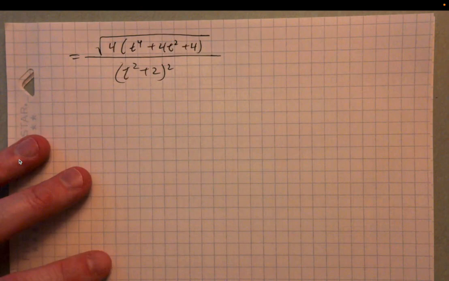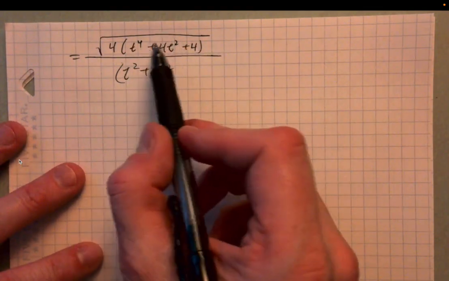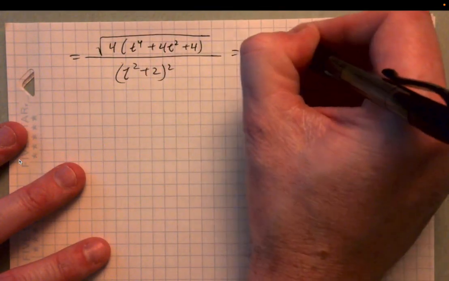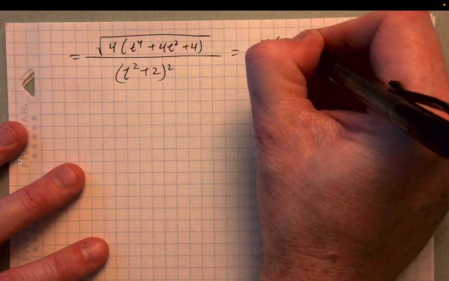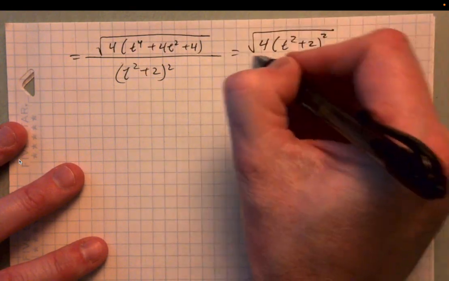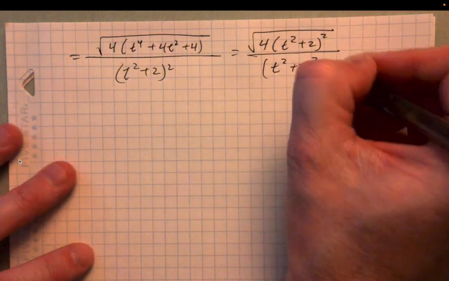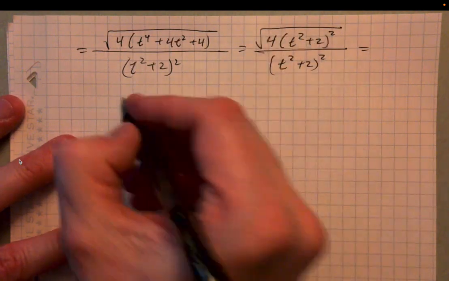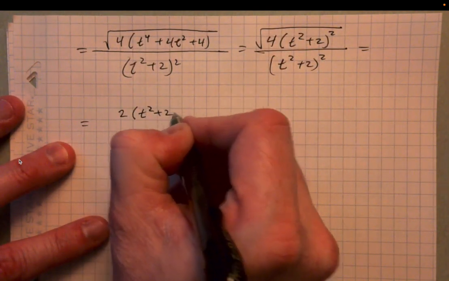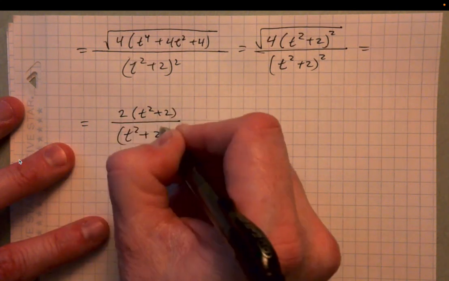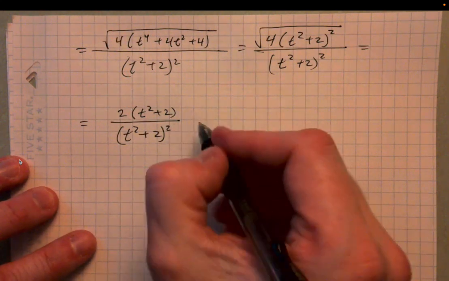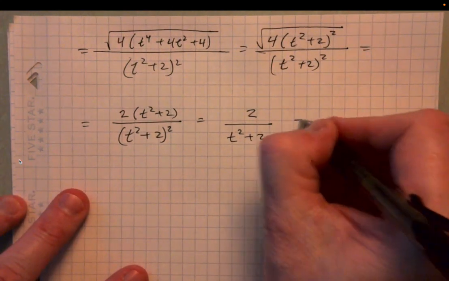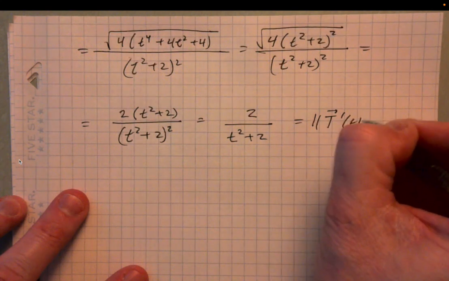And so what can I do with this? Well, this is 4 times, what is it, t squared plus 2 squared. Yes, convenient. Yep, that's right. And so what I can do here is I can remove the radical now and rewrite this as 2 times t squared plus 2, and then that's all over t squared plus 2 quantity squared. And of course I get the cancellation, and this will just be 2 over t squared plus 2. Okay, so this is the norm of the derivative of T.